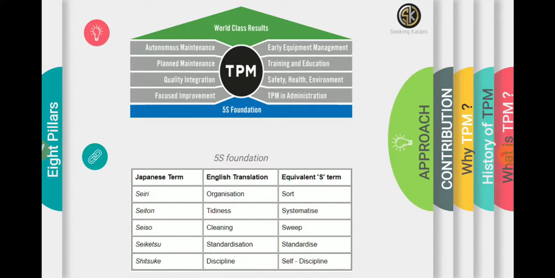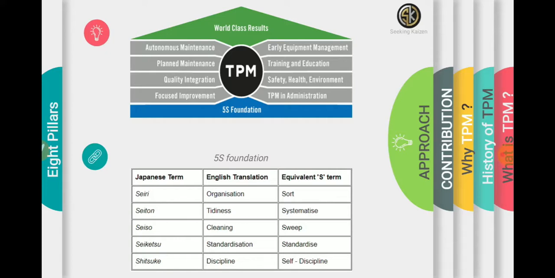The very first word means organization. We need to sort now. We need to eliminate anything that is not truly needed in the work area. Second, Seiton means tidiness. Now we need to organize the remaining items. Third, Seiso meaning cleaning. We need to clean and inspect the work area. Second last word, Seiketsu meaning standardization.